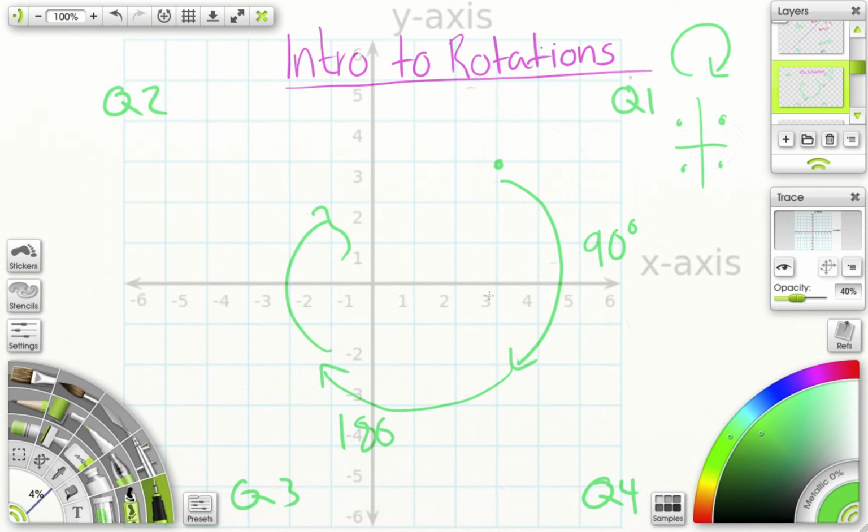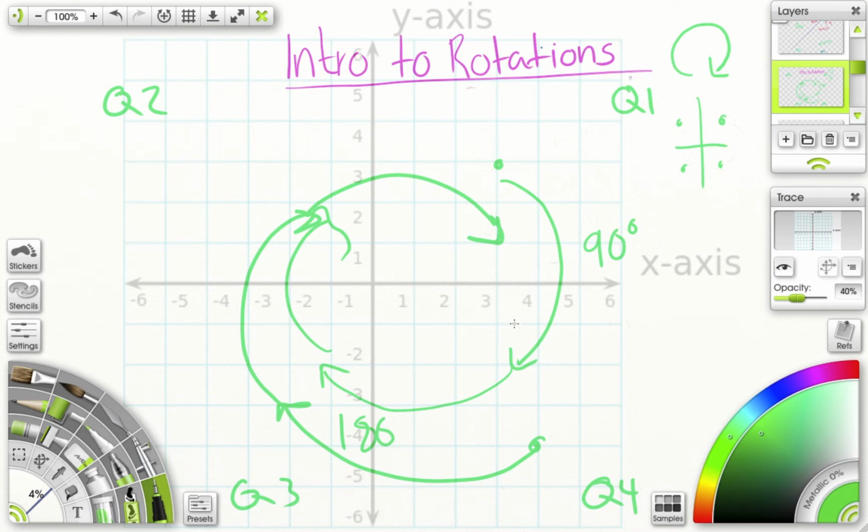Okay, that's if I start in this quadrant right here. If I start in quadrant 1. Let's say I started in quadrant 4. 90 degrees would be over here, 180 would be over here, and 270 would be over here. Okay?